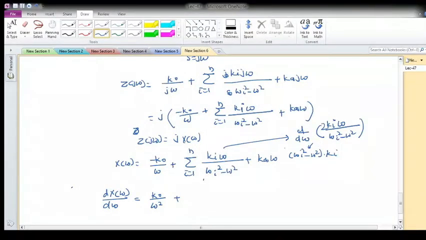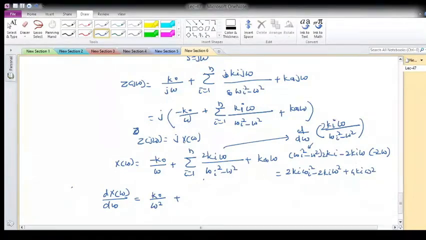Say 2 ki, then second function into derivative of first minus first function into derivative of second, which is minus 2 omega. Okay, and if you solve, it will be 2 ki omega I square minus 2 ki omega square and plus 4 ki omega square.